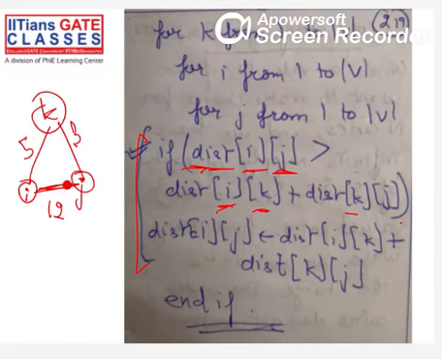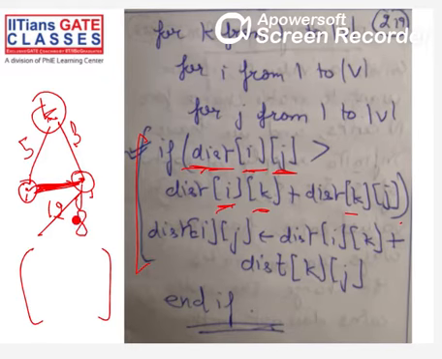So that means if the direct distance is greater than the distance from i to k and from k to j, then what you'll do is you'll update this distance in the matrix. Now you'll update this distance to 8. Okay, so that means you have found a shorter path between two pairs of vertices. So you will update the distance.